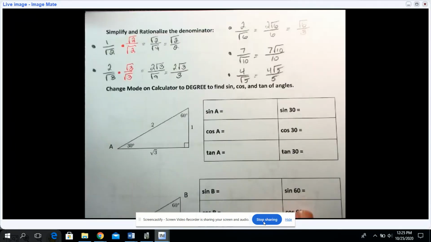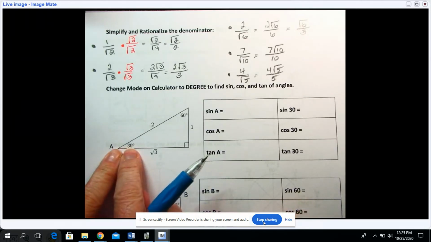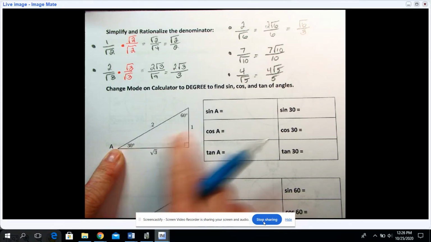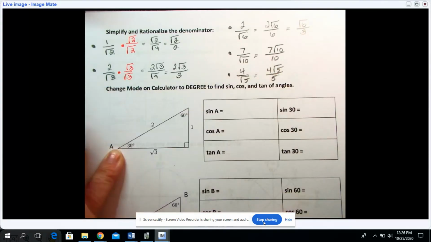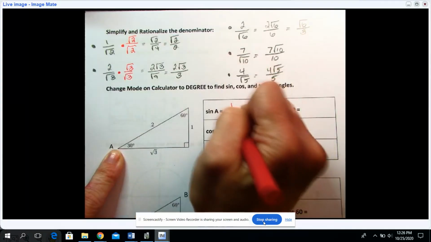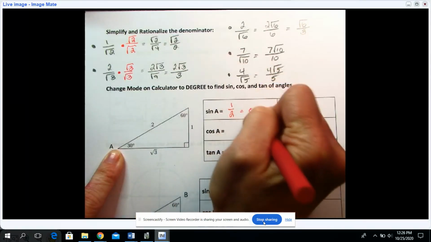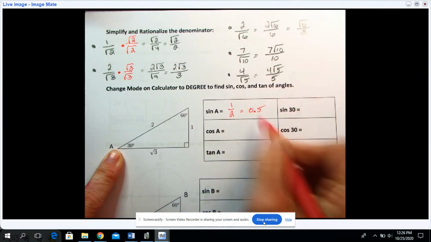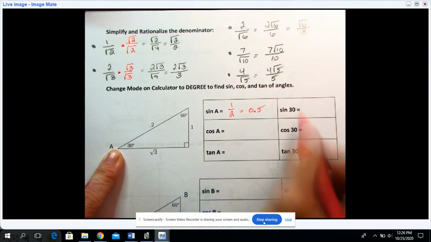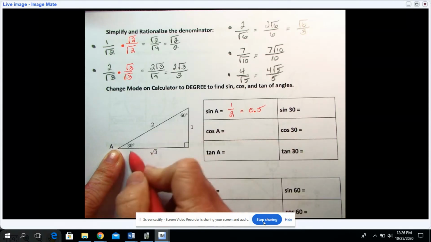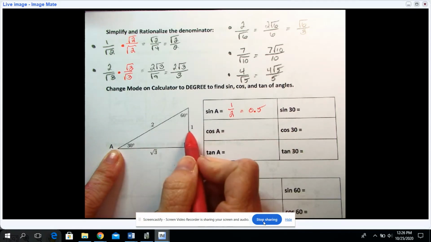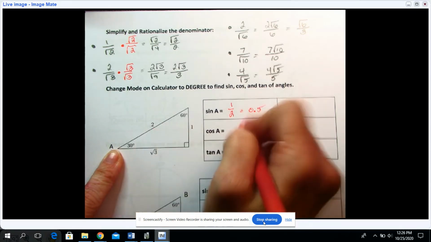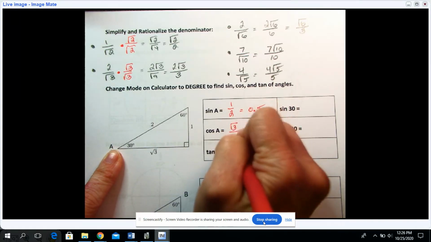All right, so let's look at A here. A is 30 degrees here. So what we're going to do is, sine is opposite over hypotenuse. So this would be 1 over 2, which is 0.5. And I want to put it in that form so this makes sense to you in a second. Cosine would be adjacent over hypotenuse. Square root of 3 over 2.